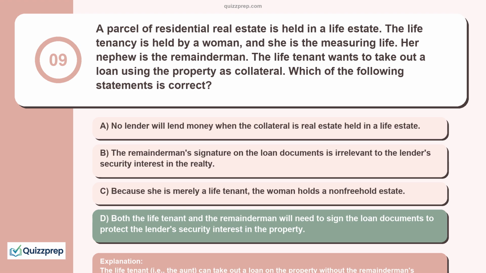A is incorrect. Provided that both the life tenant and the remainderman sign the loan documents, the lender's security interest in the real estate will be protected if the life tenant dies during the term of the loan. B is incorrect. If the remainderman does not sign the loan documents, the lender's security interest in the real estate will terminate upon the death of the life tenant. C is incorrect. A non-freehold estate is a leasehold estate. A life estate, by contrast, is a freehold estate, i.e., an estate of ownership.